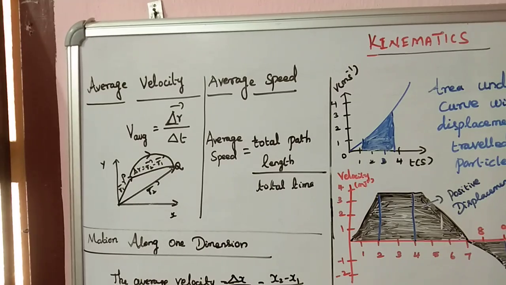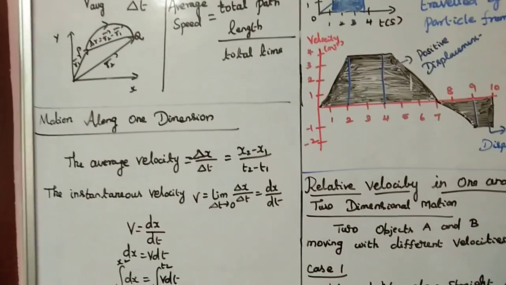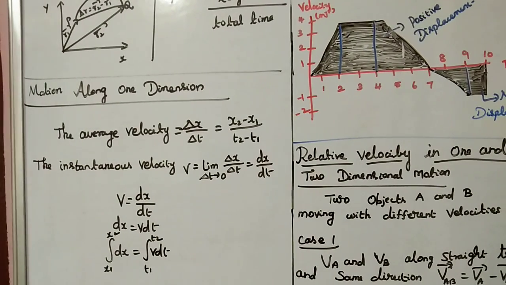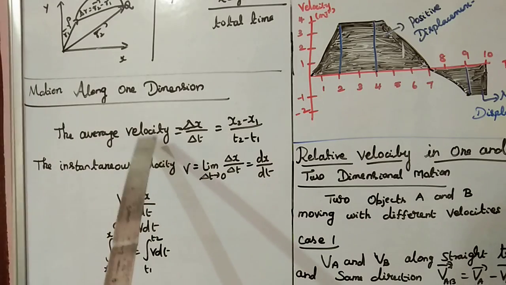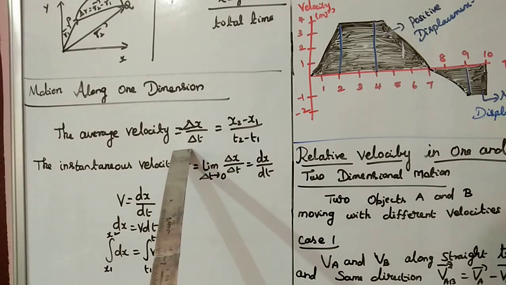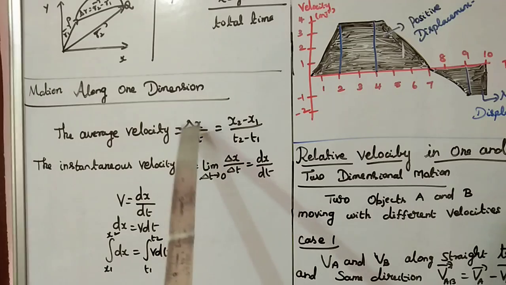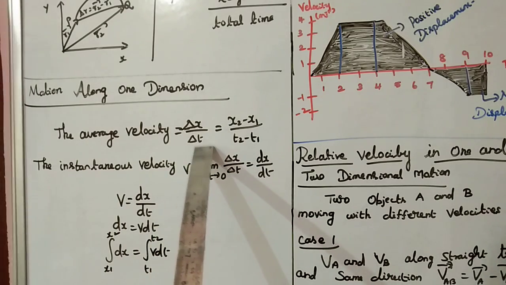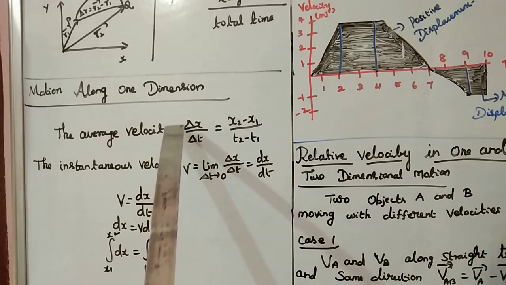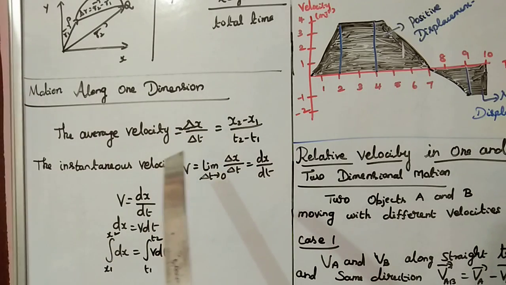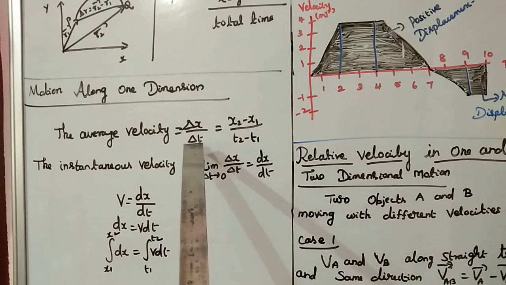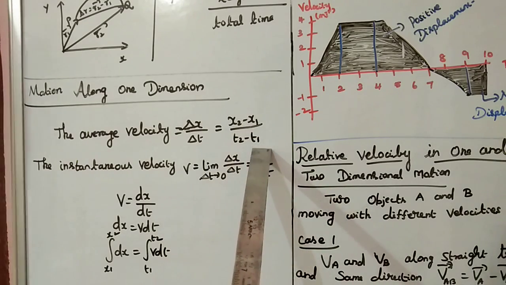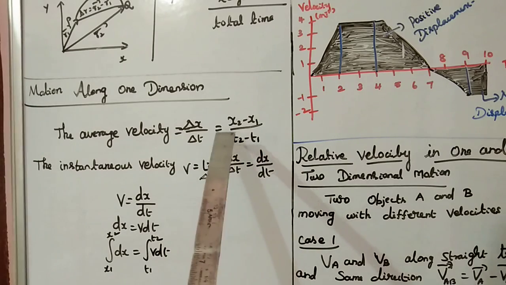Now we see motion along one dimension. What are the dimensions? X, Y, Z. Here we see the average velocity in one dimension. Velocity means displacement by time. Average velocity is equal to delta x by delta t. Delta means difference, the difference between the higher value and the lower value. So delta x is equal to x2 minus x1 and delta t is equal to t2 minus t1. This is average velocity in one dimension.